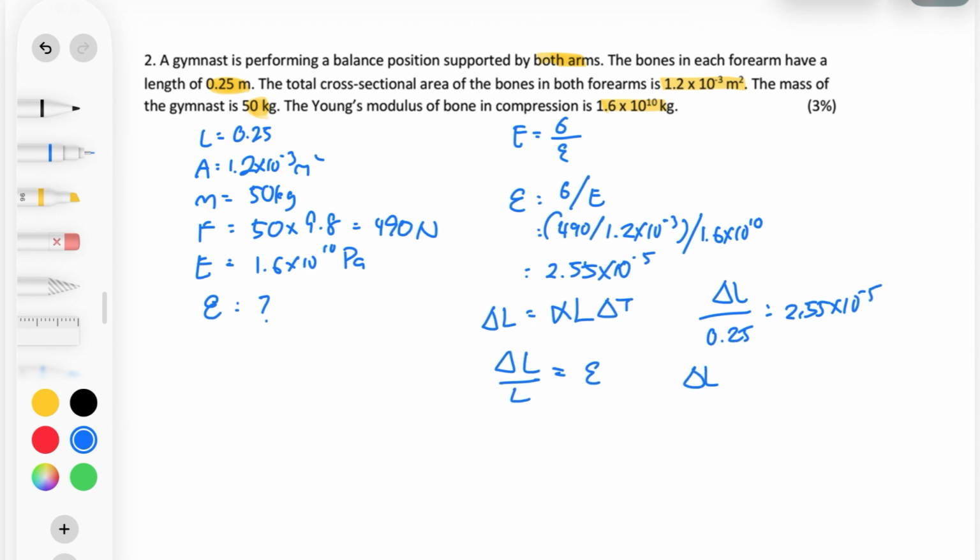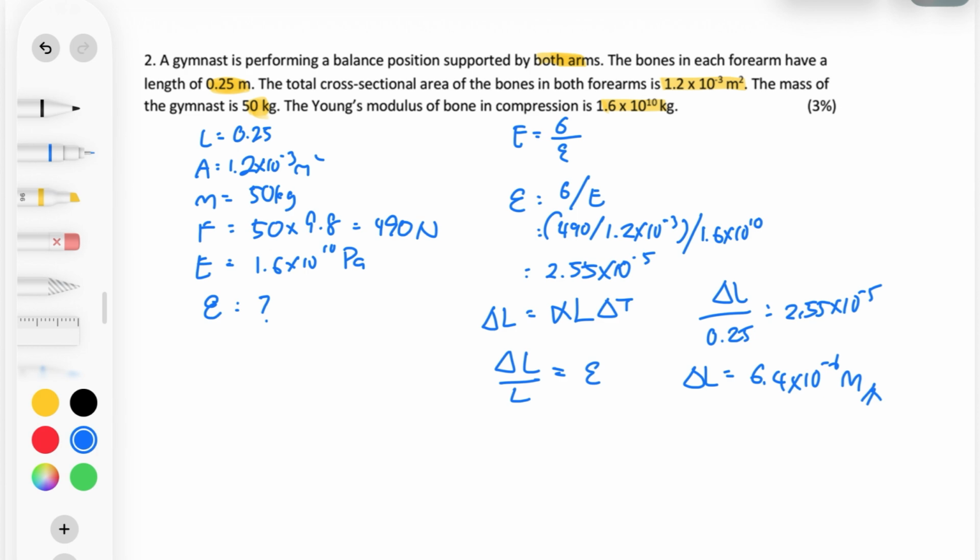So change of L equals, we just multiply it, 6.4 times 10 to the power of negative 6 meter. Okay, so it extends 6.4 times 10 to the power of negative 6 meter, or in other words, 6.4 micrometer, not millimeter. Yes, it's micrometer. Okay, so this is the answer for this question.